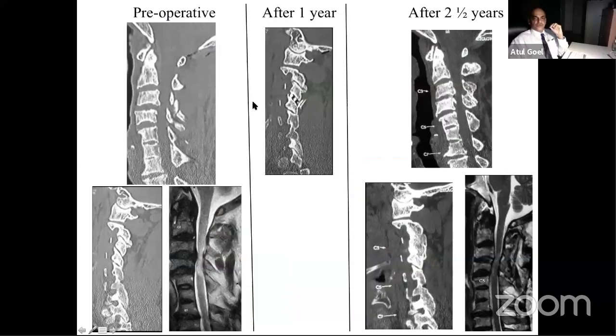This is another beautiful case for you. You see, this is introduction of the spacers in the joint cavity. And you see the fusion, the bone fusion. This is the problem situation. There is an increase in the interlaminar height. There is no decompression of any kind from front or behind. There is no decompression. And you see, ultimately, the whole thing stabilizes and fuses.